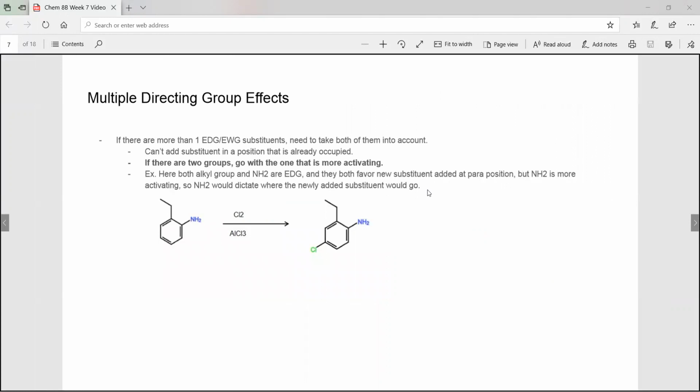If there are two or more EDG or EWG substituents, then we need to take both of them into account. First, we can't add a substituent in a position that is already occupied. If there are two groups, go with the one that is more activating. So here, both ethyl and NH2 are EDGs, and they both favor the para position. But their para positions are different. Since NH2 is more activating than the ethyl group, we would go with the para position relative to NH2.